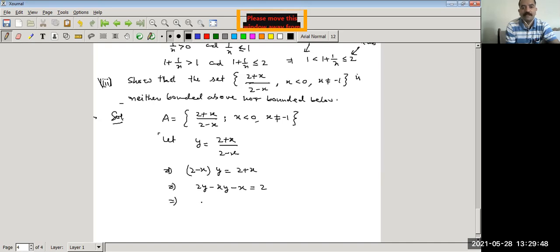This implies we have to find x from this. So minus, you can take x common. Sorry, it is not 2 minus x, but it is 1 plus x.